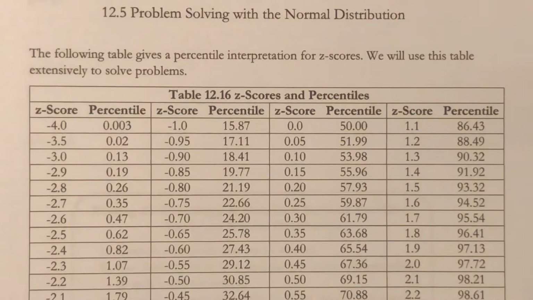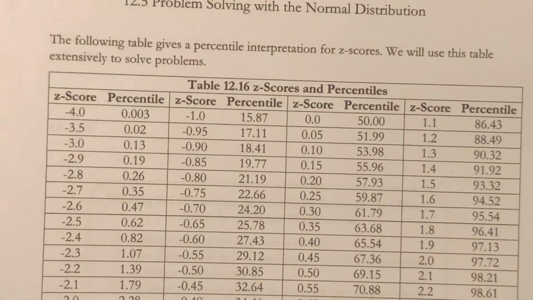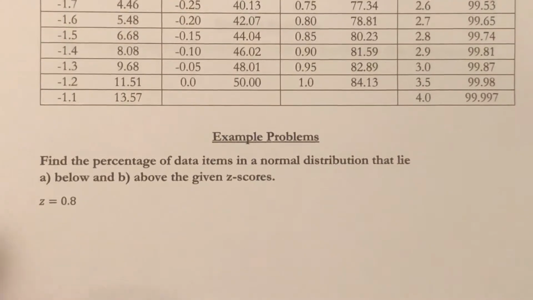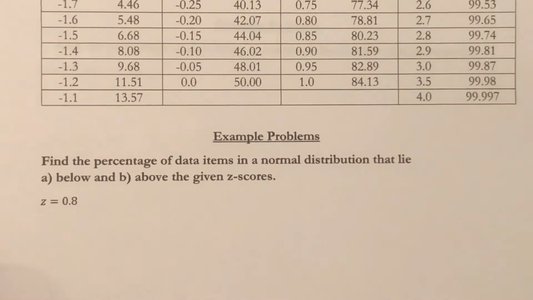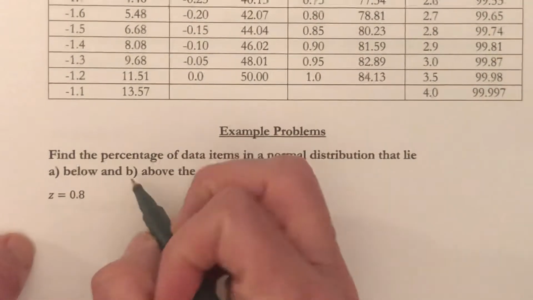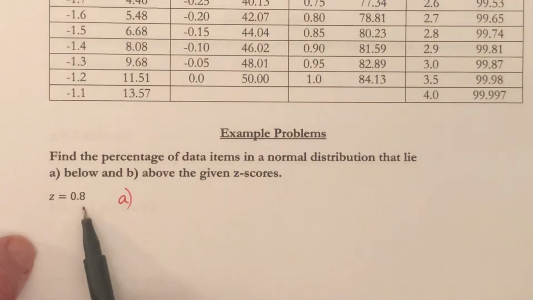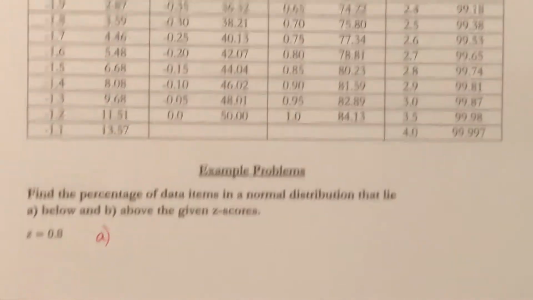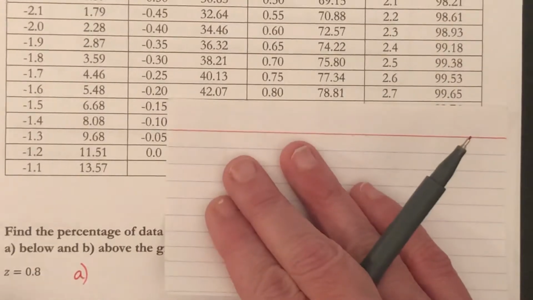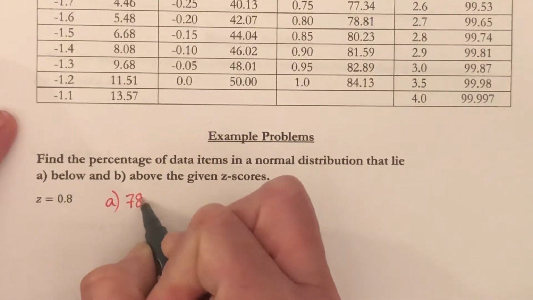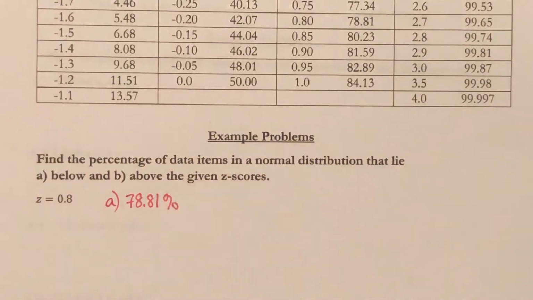Okay. Now, basically, this chapter is arithmetic using this chart. It's not bad at all. Start off. Find the percentage of data items in a normal distribution that lie A, below, and B, above the given z-score. To find below, you're going to go find this number on here and write down the number that's going to be your percentile. So 0.8 is right here. 78.81% of items are below that given score.